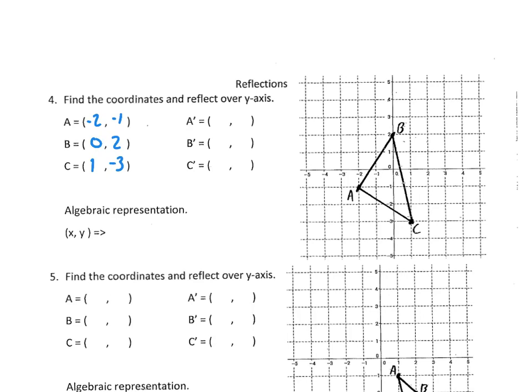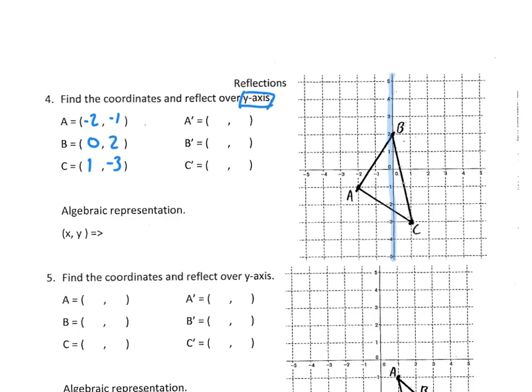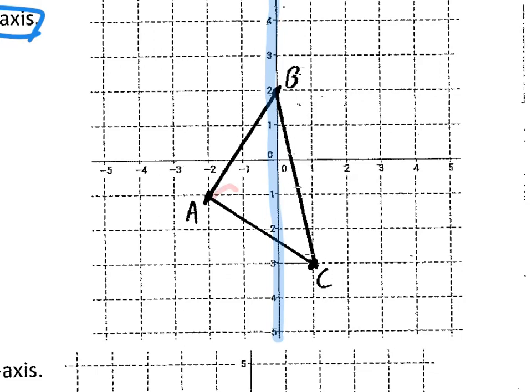Now for my primes. So this time around, we're going across the y-axis. I gotta make sure I know which one I'm doing in the first place, but we're going across the y-axis this time around. So, starting with A. A is 1, oh, I meant to do that in color. 1, 2 away from the y-axis. So A prime will be 1, 2 away from the y-axis.